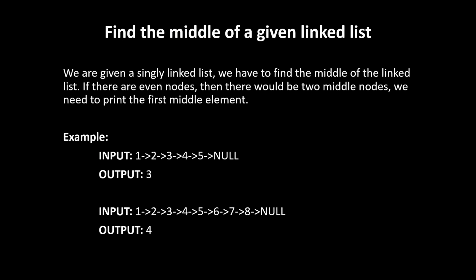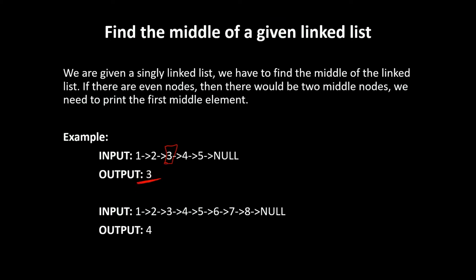If there are an even number of nodes, then there will be two middle nodes. So we need to print the first middle node. Let's understand with the help of an example. The first example is of a linked list having an odd number of nodes. We have an input 1, 2, 3, 4, 5. The middle one is 3. So the output comes out as 3.